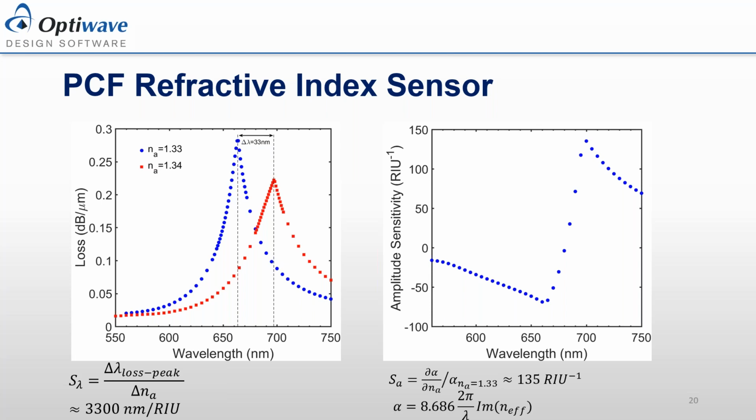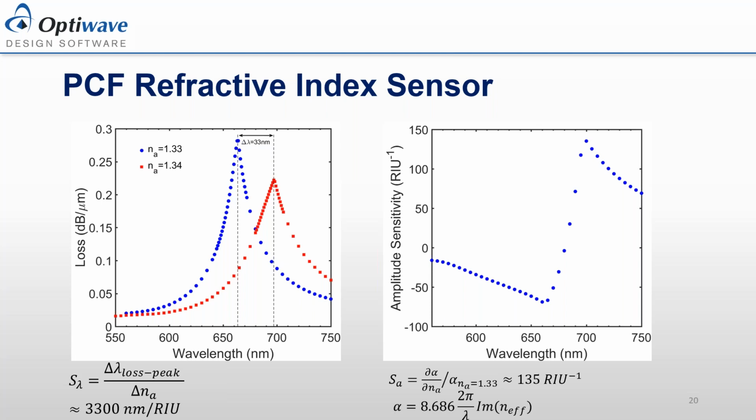The second scheme is to monitor the power at a fixed wavelength and look at the amplitude sensitivity at each of those wavelengths. At each wavelength, the amplitude sensitivity SA is calculated, and we see that at 700 nanometers, we can actually get a sensitivity of 135 per refractive index unit. So that's your max sensitivity, operating at 700 nanometers. This sensor would run at that particular wavelength.